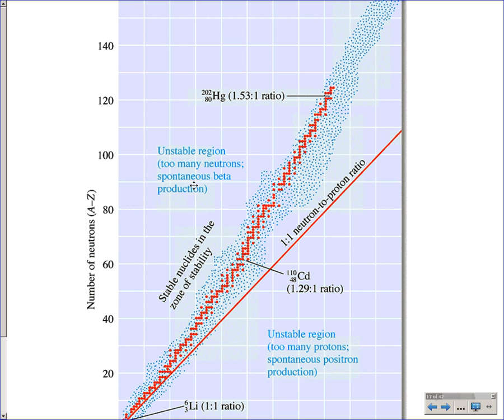So too many neutrons, it's going to undergo beta decay production. Also, if you're under this, it's too unstable because there are too many protons for every neutron, and so it's going to undergo spontaneous positron production. So there are 2 opposing forces here on either side of the band of stability.